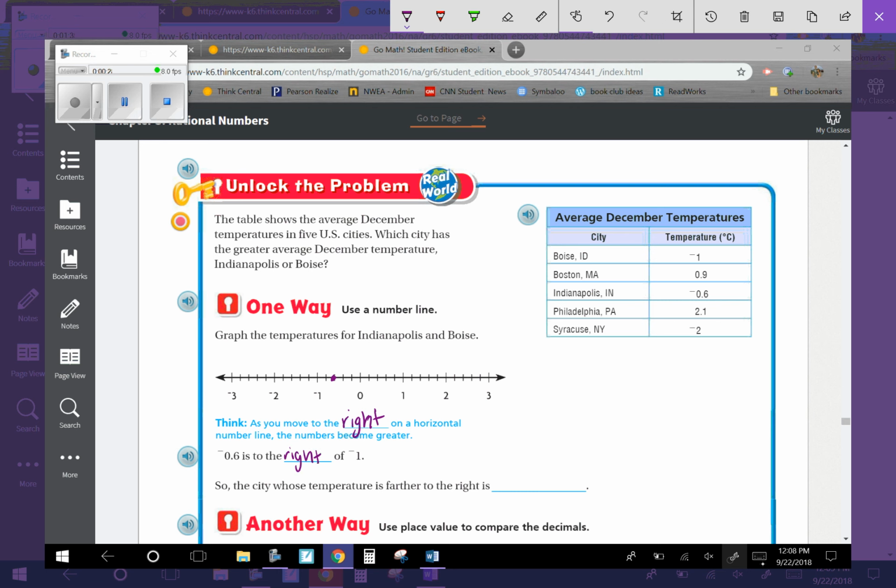And we care about -1 because Boise is going to be -1, so it is going to go from 0 to the left to -1. Since -6/10 is to the right of -1, that means that the temperature that is the furthest to the right is Indianapolis, which is a greater average temperature. So remember that greater is to the right and less is to the left.